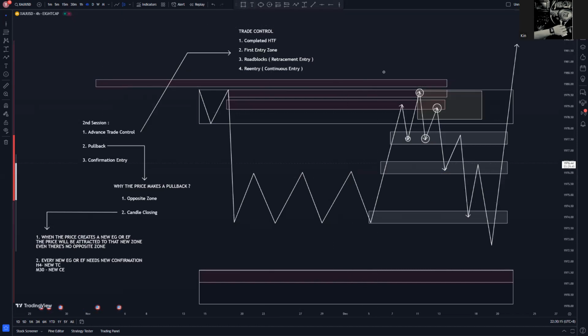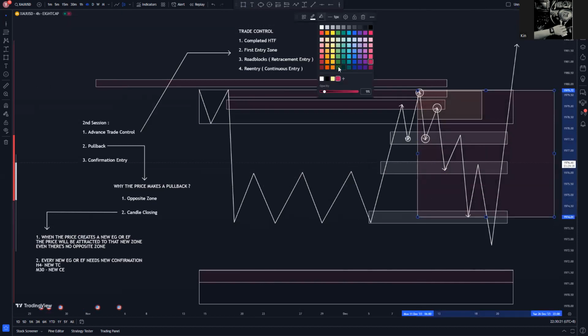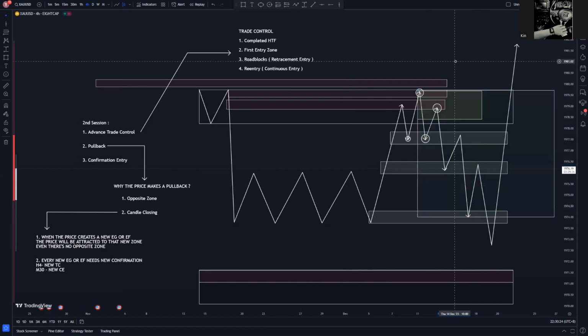For example, maybe somewhere around here, we see a new engulfing sell on H4, right? A new engulfing sell on H4. Right now the price closed as a new engulfing sell on H4 somewhere here, and then the price makes a pullback because there was a new H4. So why does the price break through this H4 sell? Because every new EG or EF needs new confirmation.